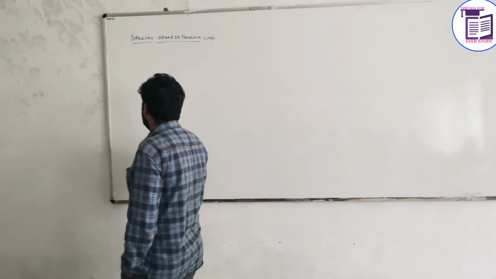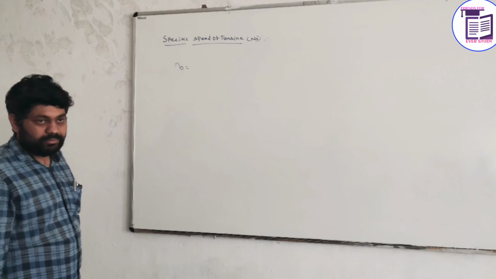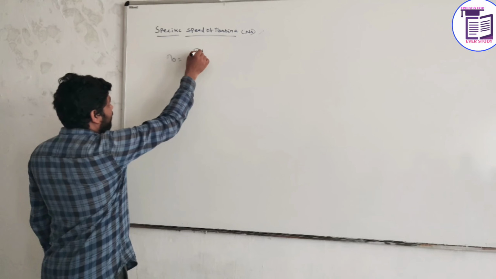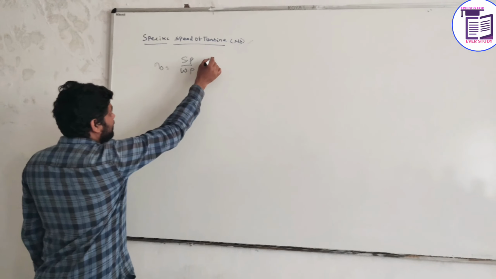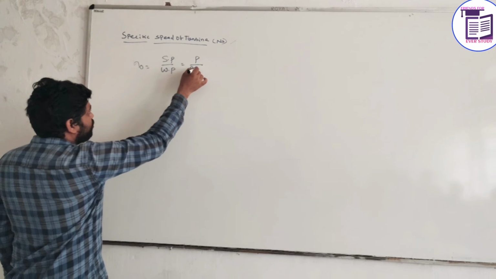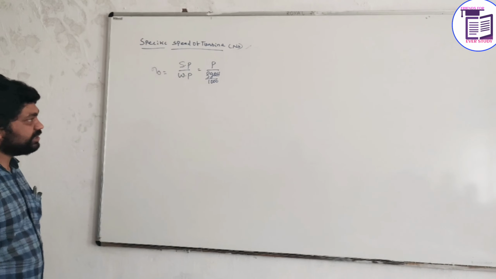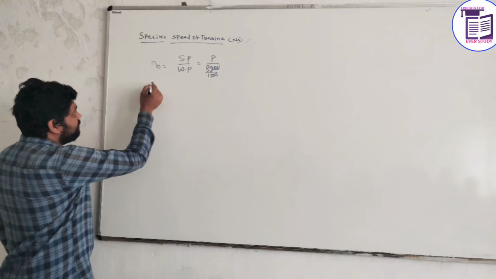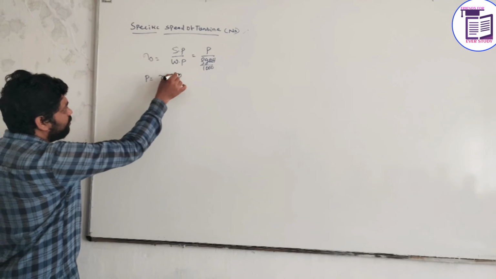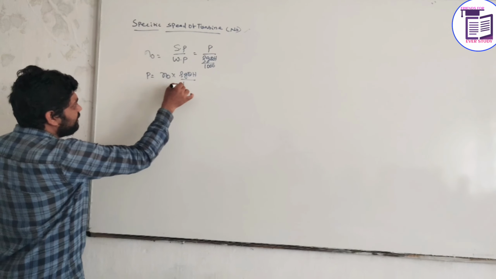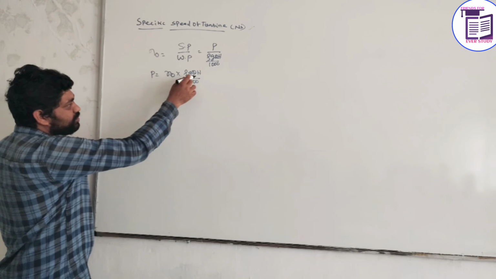Going through this relation, first of all we know the overall efficiency of the turbine. The overall efficiency of a turbine depends on what? Shaft power by water power. Shaft power means the power developed, that is P. Water power is rho g QH by 1000 in kilowatts. So the overall efficiency is P by rho g QH by 1000, and P is equal to overall efficiency into rho g QH by 1000.